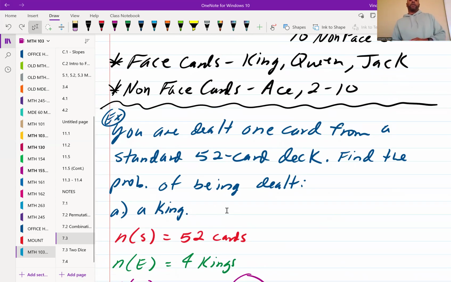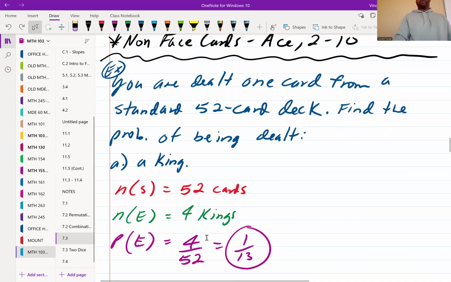So we know there are 52 cards in the deck. You don't have to write out all 52 cards or all 52 options. But we know there are 52 cards in the deck. And then you say, well, how many kings are there in the deck? Well, there are 4 kings because for each suit, you have a king. So take that 4, place it over 52. That reduces down to 1 over 13. So you have a 1 out of 13 chance of getting a king.